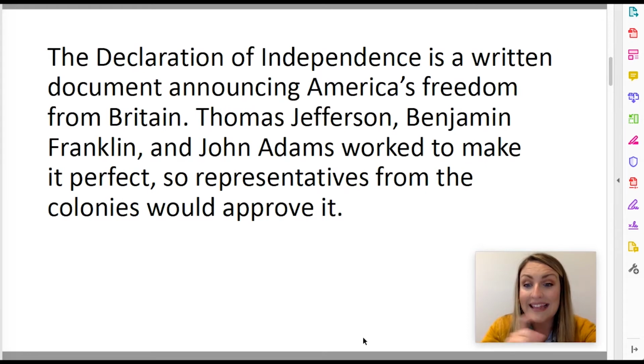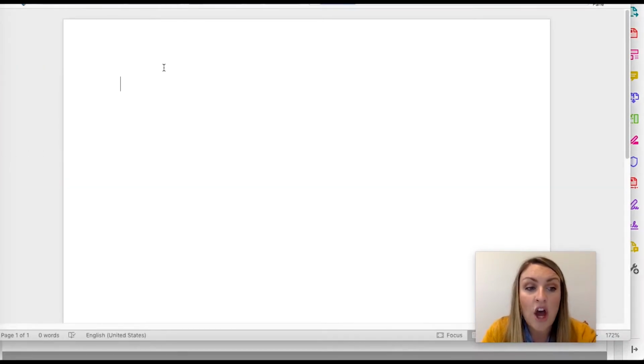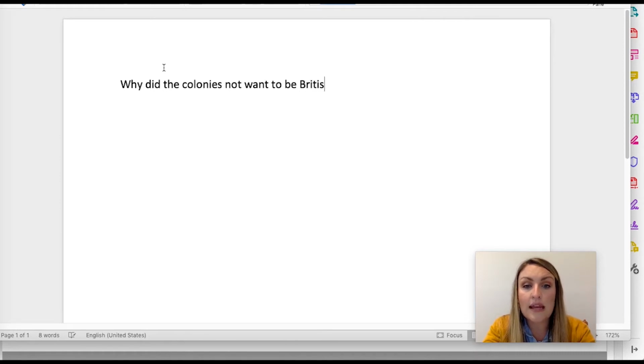Before we read, let's get our notes paper ready and review our morphology chart from yesterday. First, I'd like to get our notes paper ready, okay? So go ahead and take out one of your papers, and we are going to write at the top of our paper together, okay? And we're going to write, why did the colonies not want to be British anymore?